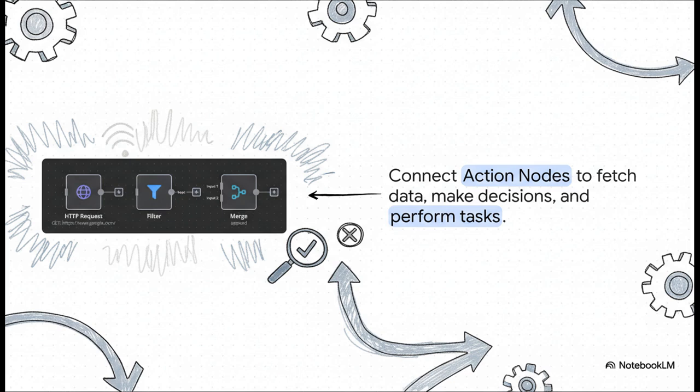And from that trigger, you just start connecting your action nodes. This visual here shows the flow perfectly. You can pull some data with an HTTP request, then maybe use a filter node to make a decision, and then a merge node to combine data from different places. Each node does one specific job and just passes its result on to the next one.